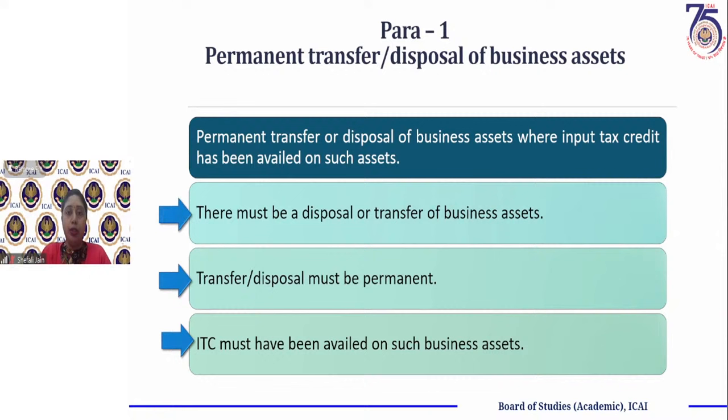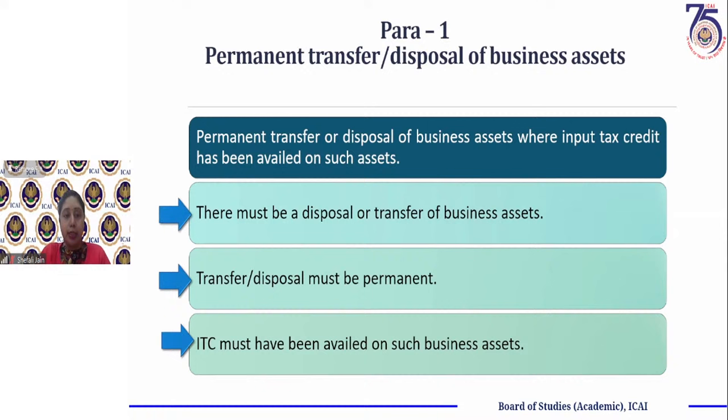But in case of Para 1, once we include any activity in Para 1, that becomes a supply even if it is carried out without any cost. Even if we have given some goods without charging any consideration, that becomes a supply if it is included in Para 1 of Schedule 1. So Para 1 says the transfer or disposal should be of permanent nature. We have permanently transferred the goods, or permanently disposed of the business assets. Then, for business assets, we have already seen the possible meaning. And ITC must have been availed on these business assets.